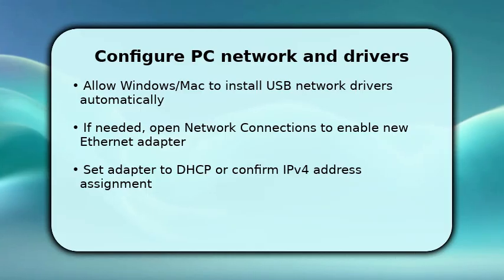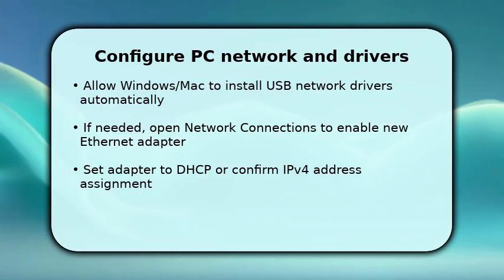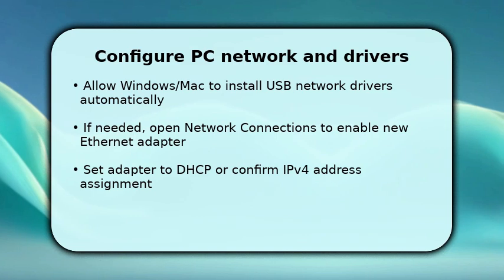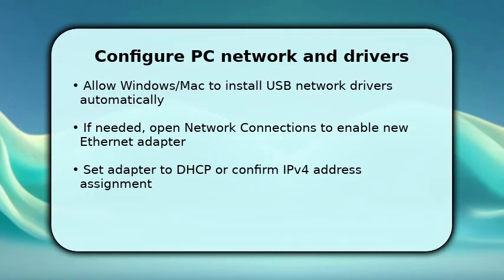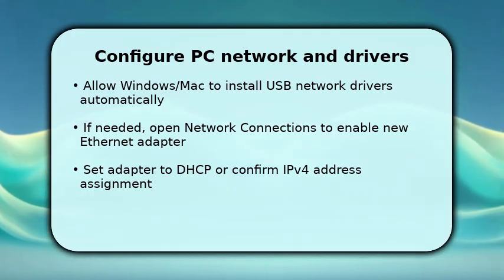On Windows, open Network Connections and verify the new adapter is enabled. On macOS, check System Settings, Network. Make sure the adapter is set to DHCP so it receives an IP from the phone. If you use a firewall, permit the new network to access the internet.